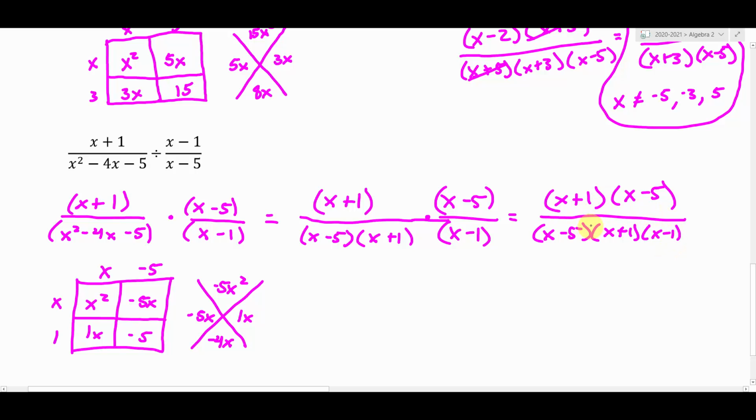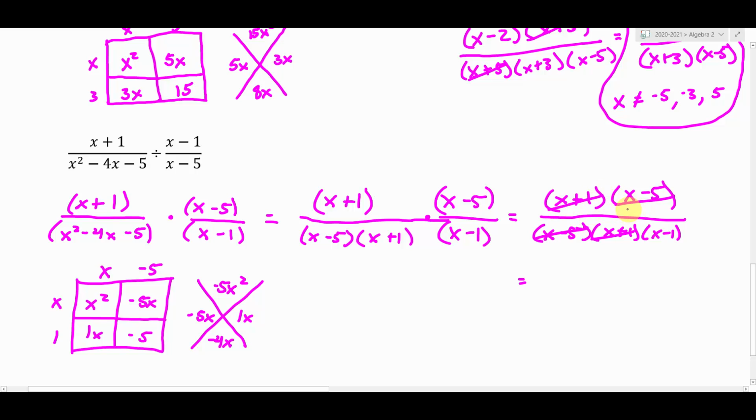Then you want to scan the top and the bottom and see what will cancel. So I see an x minus 5, those will cancel. I see an x plus 1 in the top and the bottom, so those will cancel, and then we write what's left. Now, this is a common mistake that students will make. You might think, well, these all canceled, so there's nothing left in the top. But remember, when you cancel in a fraction, they cancel to 1.